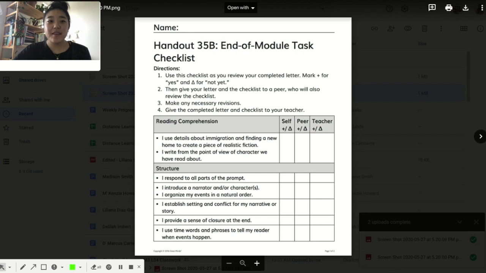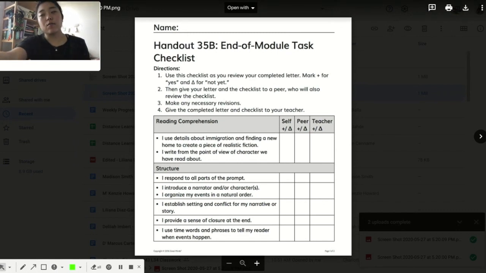All right, so here is your end of module task checklist. Yesterday I gave you the breakdown of the actual task, and then I also gave you the model essay that I read through, as well as going over 4 important elements that you need to include in your narrative writing piece. And so this checklist is so that you can revise your paper from yesterday.